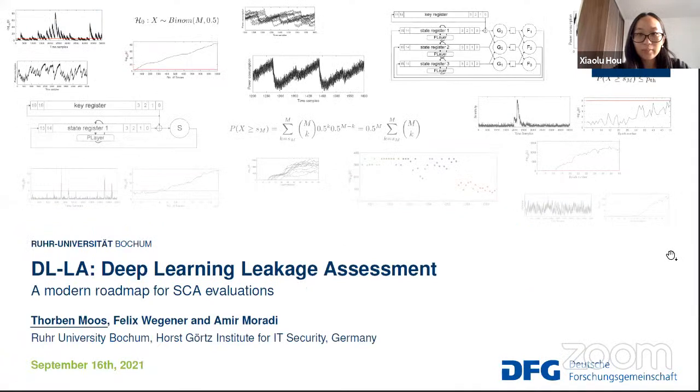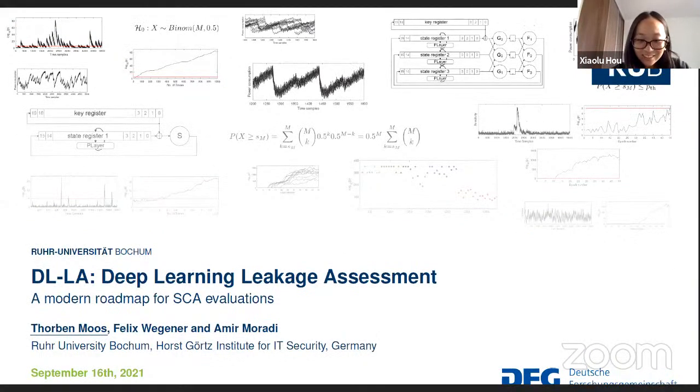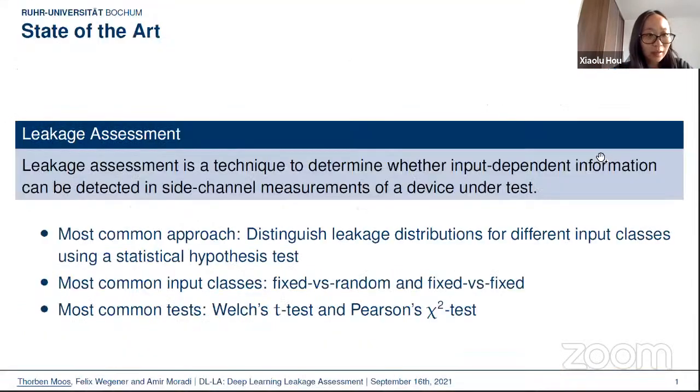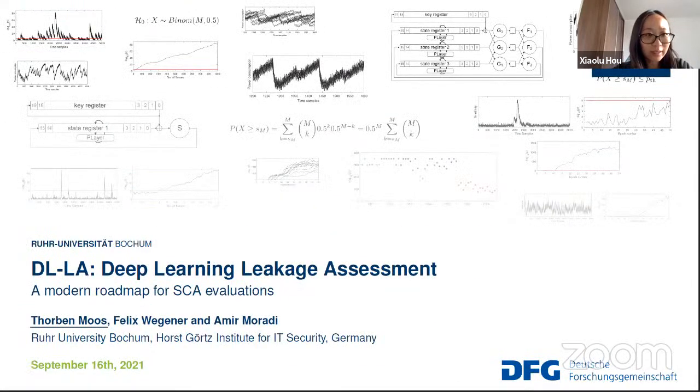So the next talk is titled DLLA, Deep Learning Leakage Assessment, a modern roadmap for SCA evaluations. The authors are Sorben Moos, Felix Wegener, and Amir Moradi. Sorben, the floor is yours.